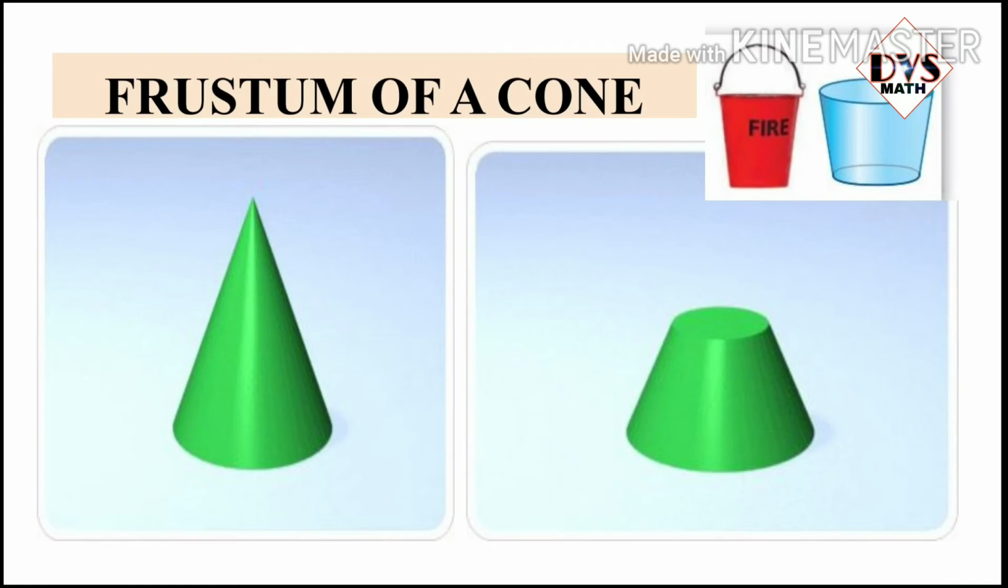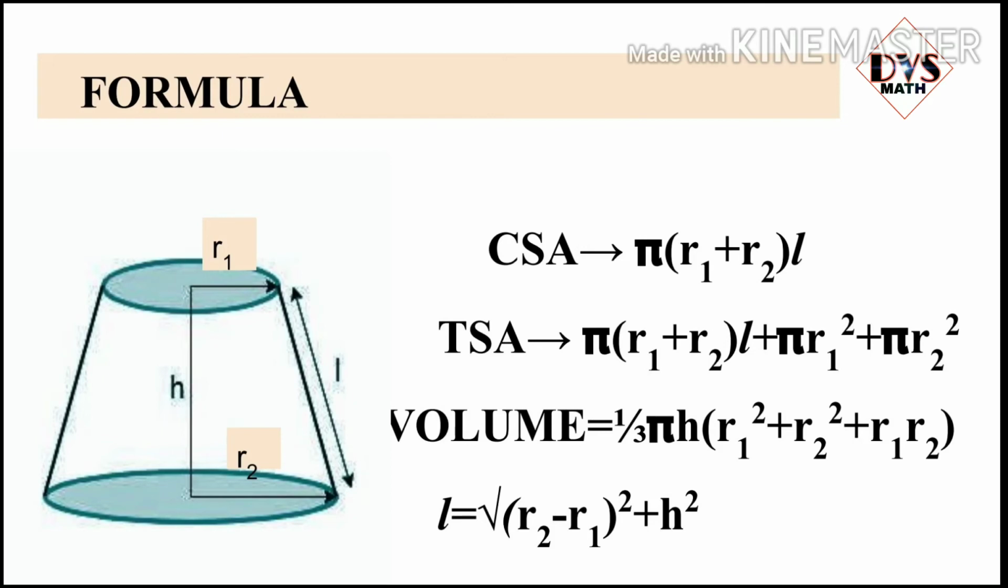Examples for frustum of cone: shape of a glass, shape of a bucket, etc. So again, if we cut a cone horizontally, the obtained part we call the frustum of cone. Formula. Here the formula is compared with the formula of cone. CSA of cone is pi RL. Here we consider it as pi times R1 plus R2 times L, because we have two circles of radius R1 and R2, top circle and bottom circle.